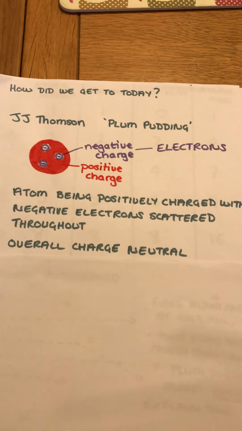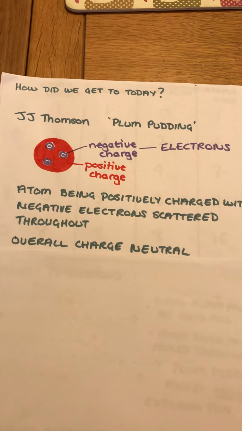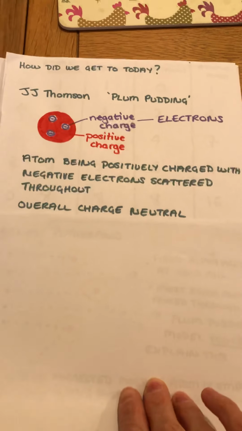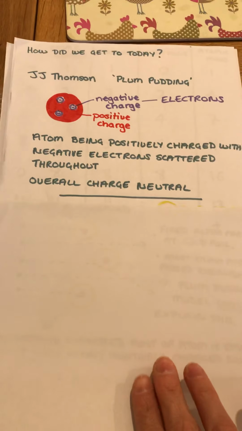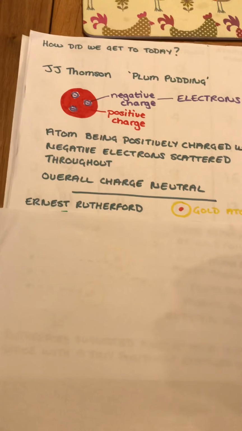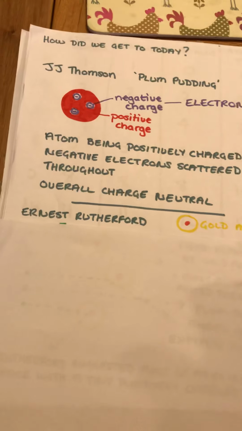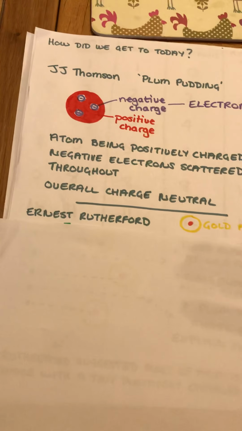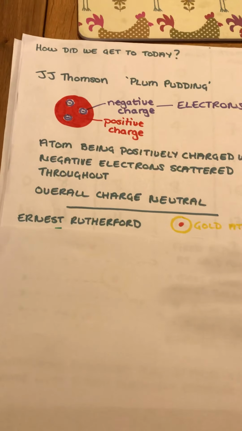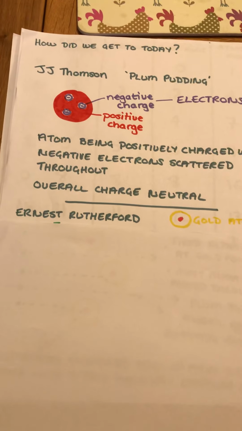This model lasted for quite a while until a student from Thomson's lab came up with his own experiment in his own lab. So this is Ernest Rutherford. He was from New Zealand. He worked in Thomson's laboratory and got his PhD. Then, as his career took off, he also became the head of the Cavendish Institute. So when Thomson retired, Ernest Rutherford took over as the head of the Cavendish Institute.